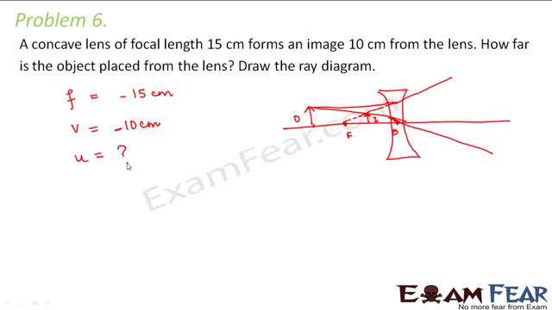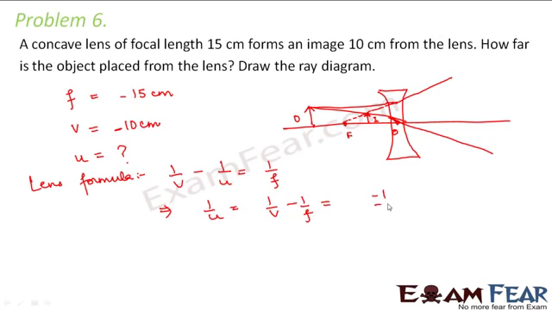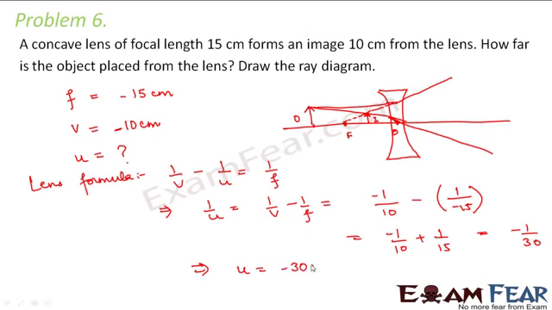So we have to calculate the value of U. So we will apply the lens formula. As per the lens formula, 1 by V minus 1 by U is equal to 1 by F. So 1 by U is equal to 1 by V minus 1 by F. That is equal to 1 by minus 10 minus 1 by minus 15. That is equal to minus 1 by 10 plus 1 by 15. This comes out to be minus 30. Therefore, the object should be placed at 30 centimeters on the left hand side from the optical center.